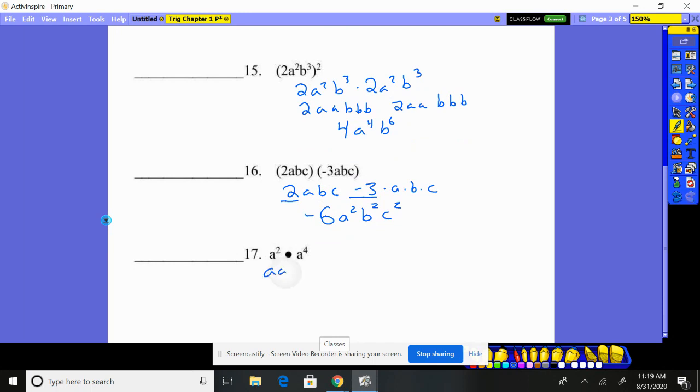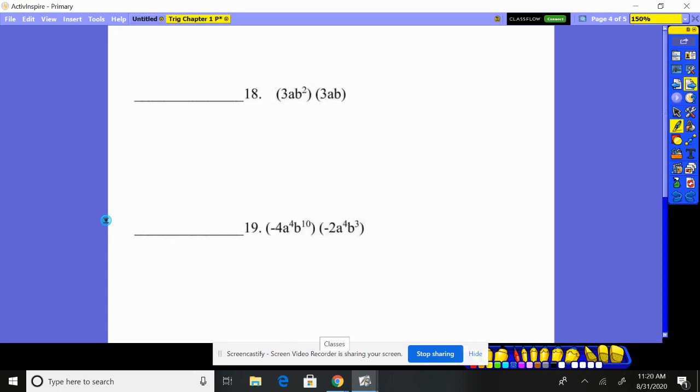And 17. You have aa times a. Makes it nice and simple. A to the 6th. Right, number 18. 3ab times 3ab. 3 times 3 is 9. A times a is a squared. B to the 3rd.